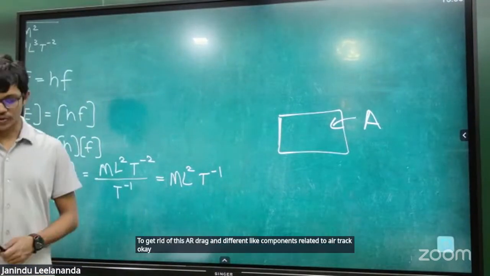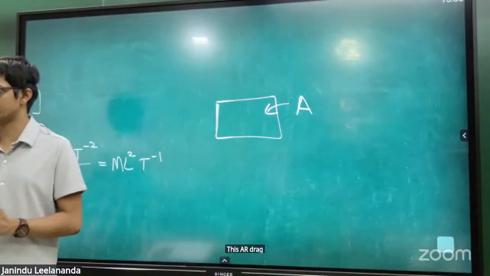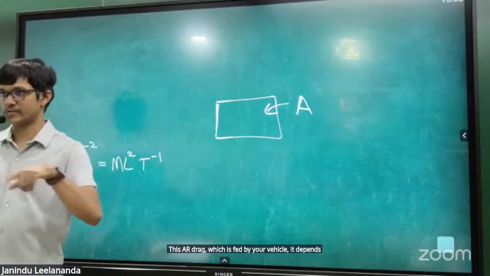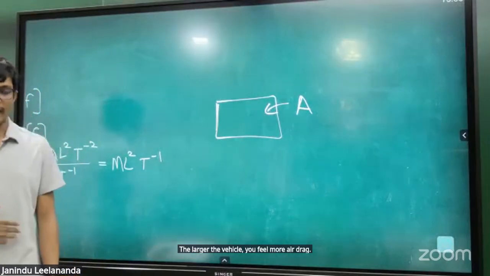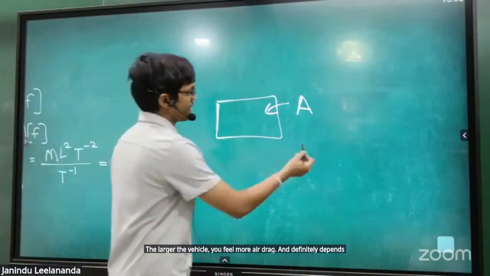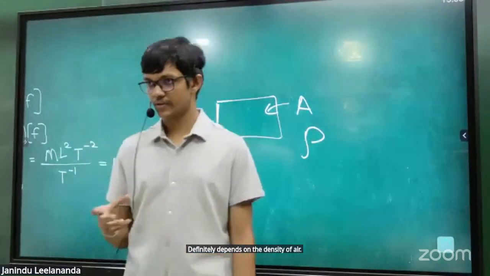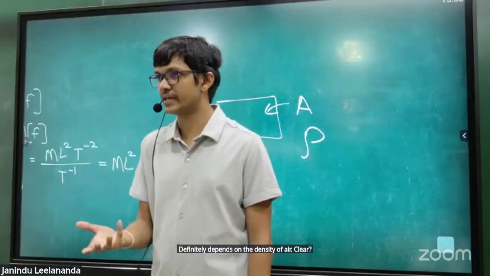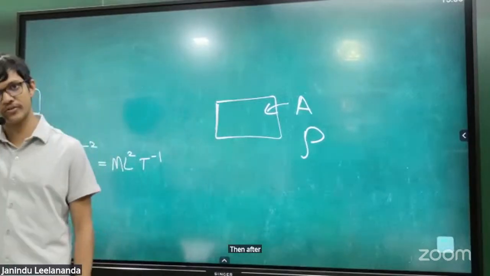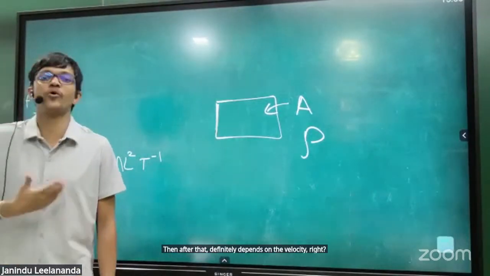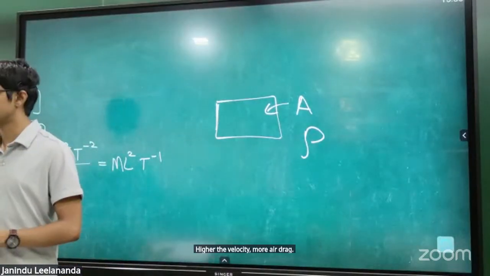This air drag felt by a vehicle depends on the area definitely. The larger the vehicle, the more air drag you feel. It also definitely depends on the density of air, the mass of the particles. Then it depends on the velocity. The higher the velocity, the more air drag you feel. Clear?